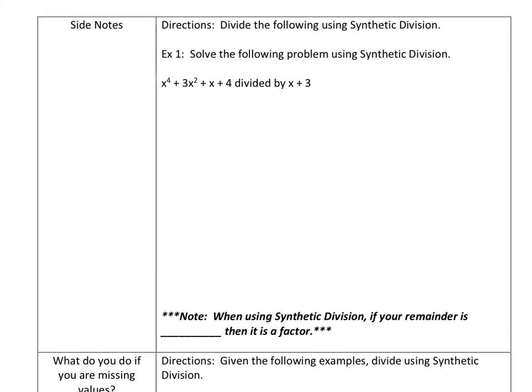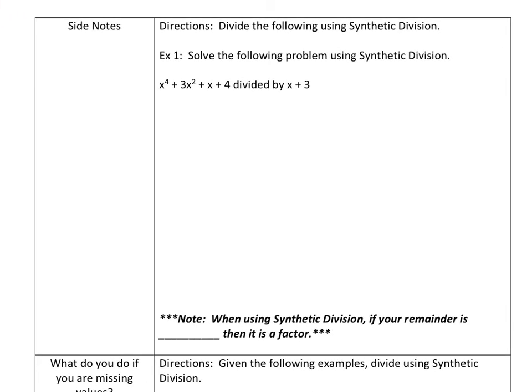Okay, so we've got another one here. We are going to do this one together as well. Solve the following problem using synthetic division. First thing I want to do is find my ledge guy. So I've got to set x plus 3 equal to 0. I just subtract the 3 over, so x equals negative 3. That's my ledge. Okay? Going to write him right here.